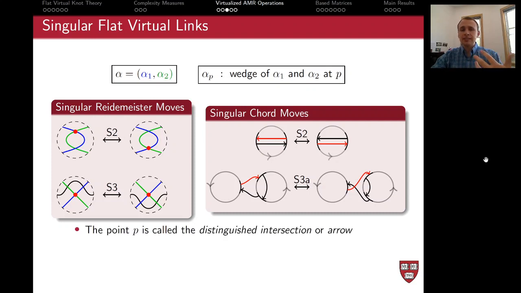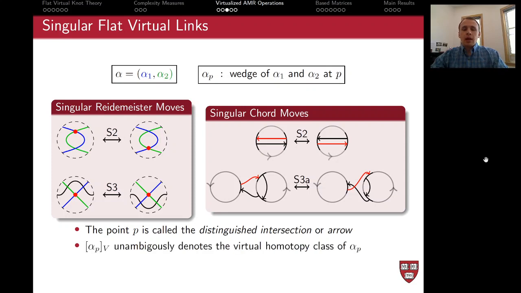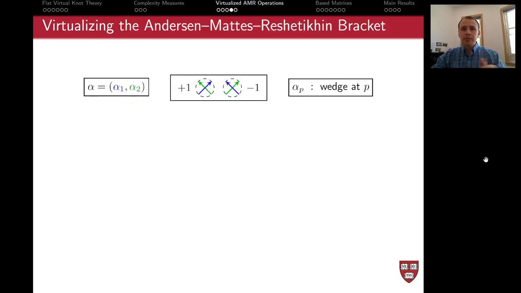And this distinguished point, I think from here on out, it's just going to be designated with a D for distinguished, but it's possible I'll still use P as necessary. And then the virtual homotopy class of these wedges is unambiguously denoted in the same way. So now we have the correct object, and what we need to start thinking about is how to generalize the Andersen-Mattes-Reshetikhin bracket. So signs of intersections, whether they're in the geometric or combinatorial perspective, are fine. We have wedges, we have singular virtual homotopies. What we need is to actually extend the bracket.